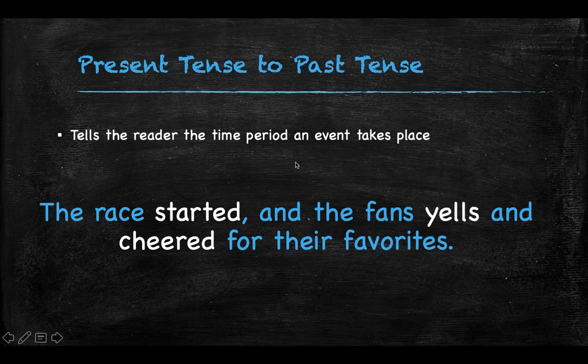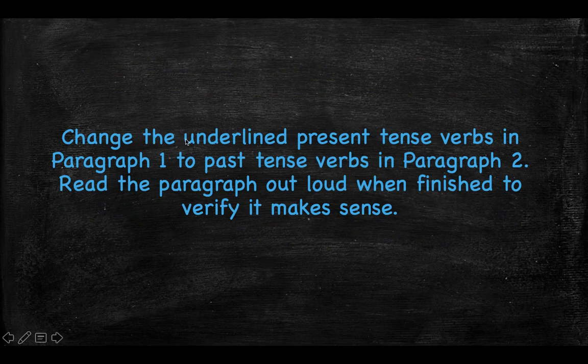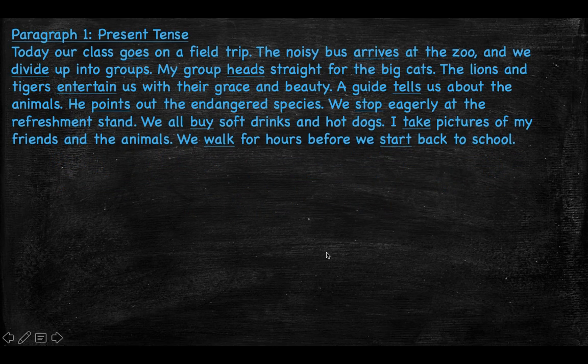We are going to practice working with verb tenses and changing from present tense into past tense. So we are going to change the underlined present tense verbs in paragraph 1 to past tense verbs in paragraph 2. Read the paragraph out loud when finished to verify it makes sense. So here's our first paragraph, and you'll notice the verbs are already underlined. These are the words that we are going to change into their past tense form so that we have a past tense paragraph. But first, let's read the present tense paragraph.